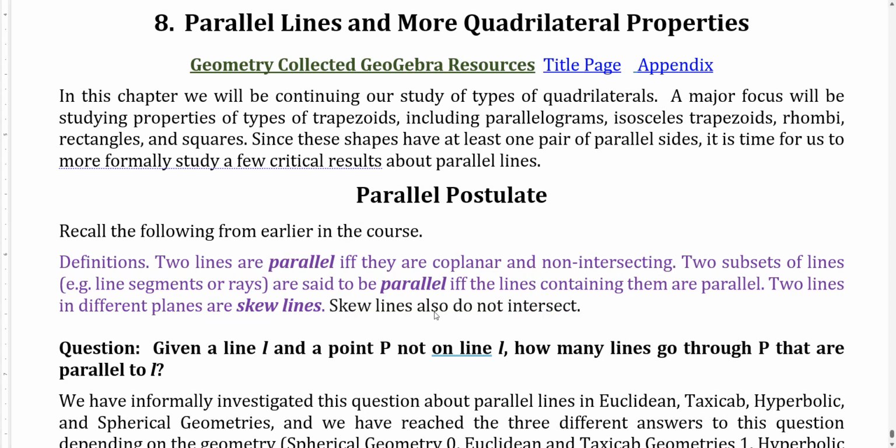So here's the question. Given a line L and a point P not on line L, how many lines go through P that are parallel to L? Now, we've actually investigated this earlier in the course. This turns out to be a critical question when it comes to the study of Euclidean geometry. And in particular, the study of this question led to the development of hyperbolic geometry and the idea that we could have these multiple geometries that we've been studying.